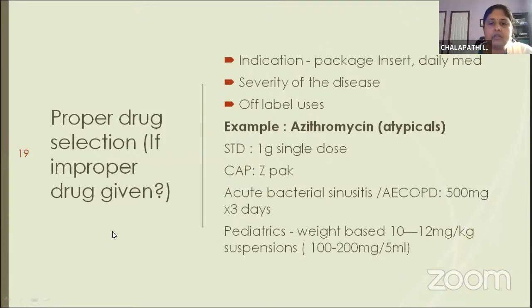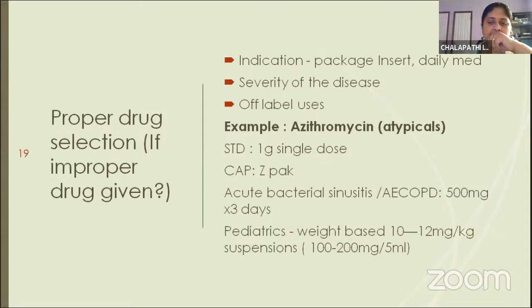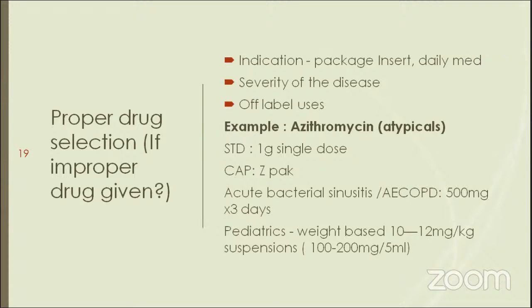Here is a small example for azithromycin. When you talk about a dose, the dose varies depending upon the indication. This is a very good example. For STDs, we can give a 1 gram single dose, or for community acquired pneumonia, we call it a Z-pack. What is the dosing for a Z-pack? Anybody? We never heard, ma'am, actually. Okay, azithromycin, what kind of dosing do you do for community acquired pneumonia? 3 days dose.